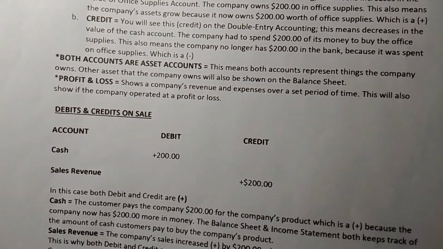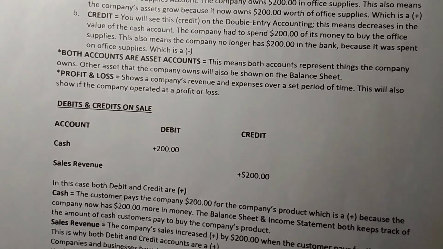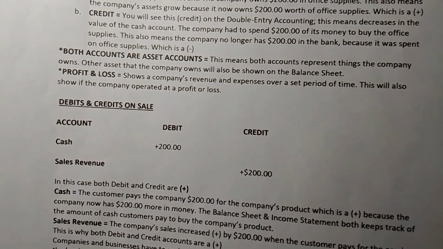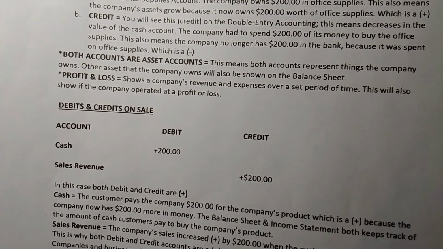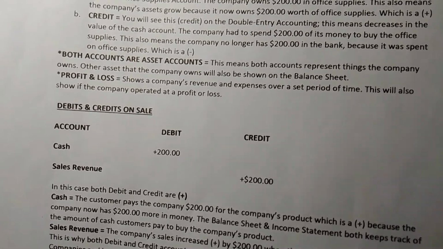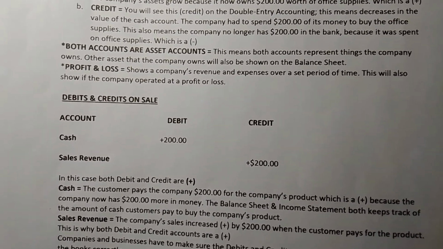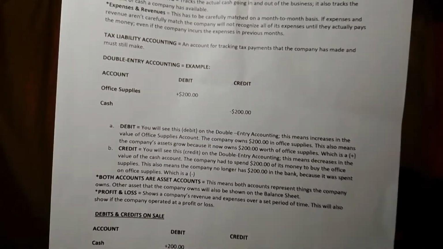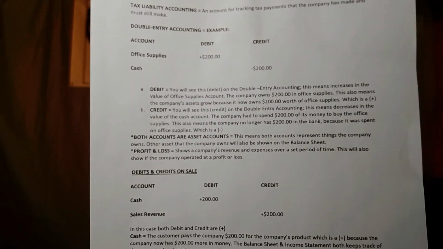See, so if they bought a microwave for $200, then on the account side, you have cash. For your debit, it would be plus $200. Credit will be plus $200. Okay? Now look at the whole sheet, and you can take a screenshot of it.